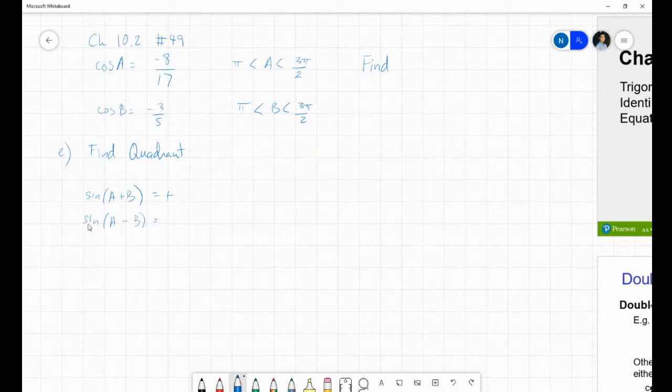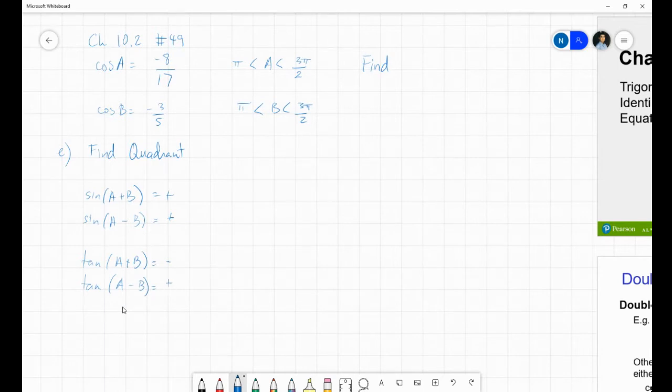Hold on. Sine of A minus B is what? Positive. Tangent of A plus B is negative. And then what's tangent of A minus B? Positive.